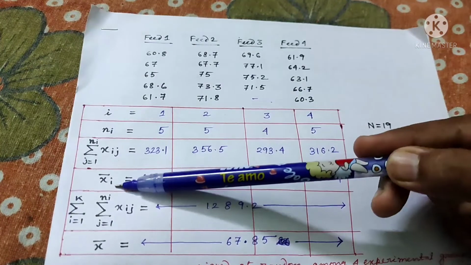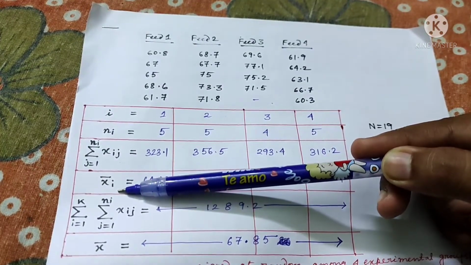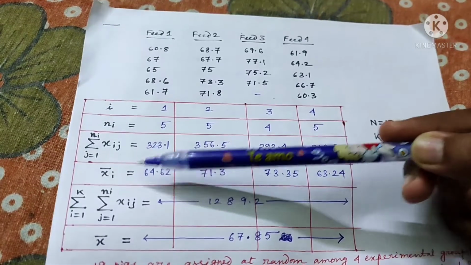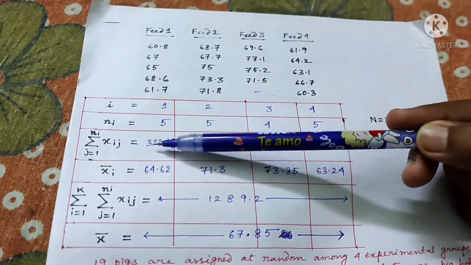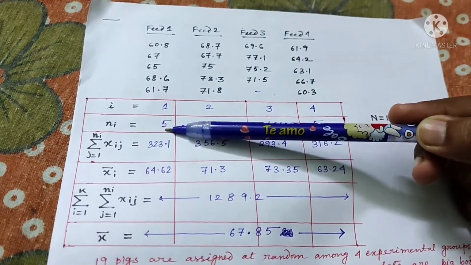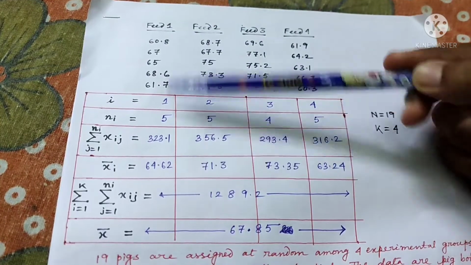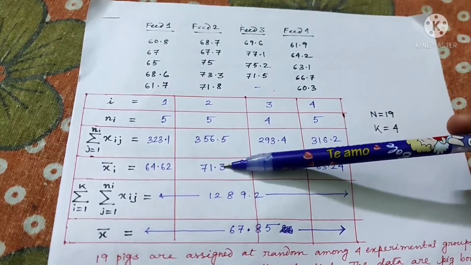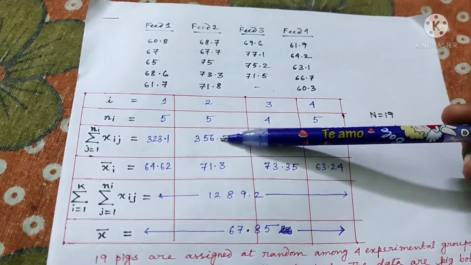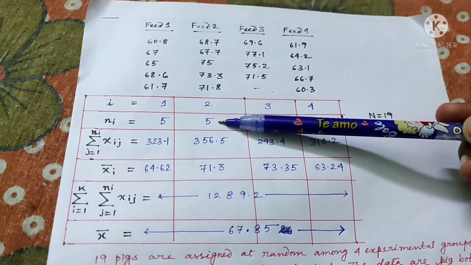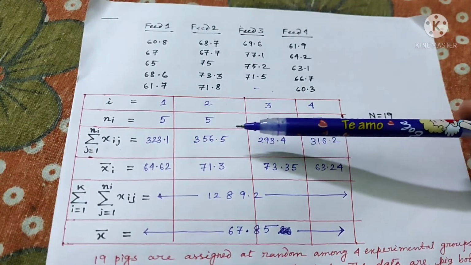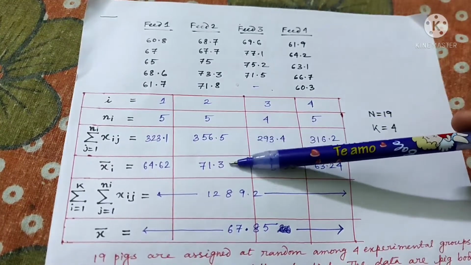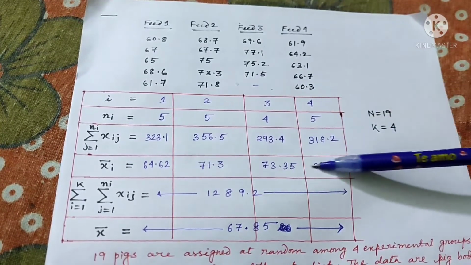Now coming to Xi bar. Xi bar is nothing but the average of all the sample values present in each group. Xi bar can be found by dividing this number by this number. That means 64.62 is the average of the values present in the feed 1 group. Like that, how can you get the 71.3 value? By dividing 356.5 by 5. So just divide the summation of each group by the total number of samples present in that group and you will get the average value. Like that we have got these average values.